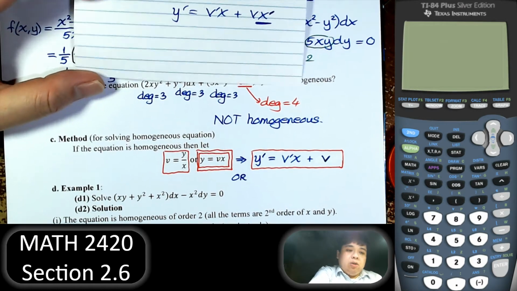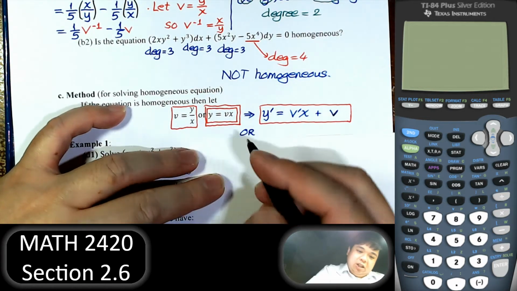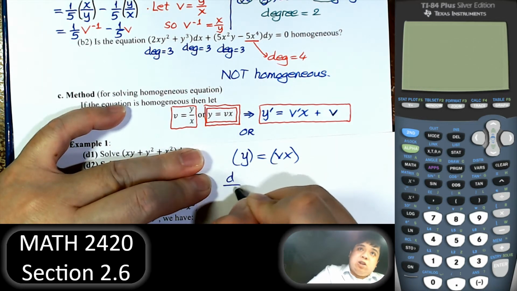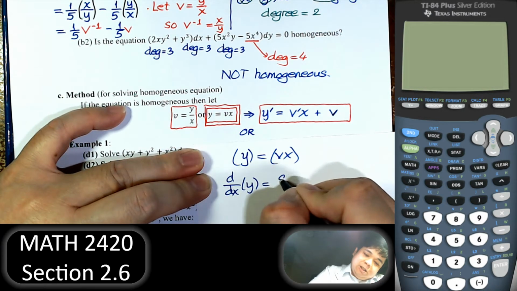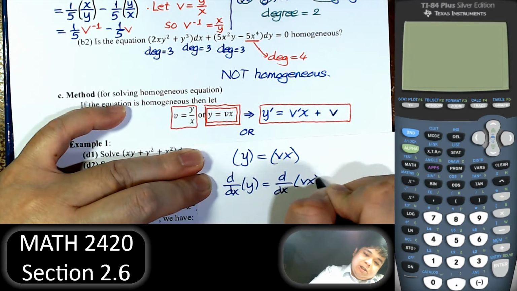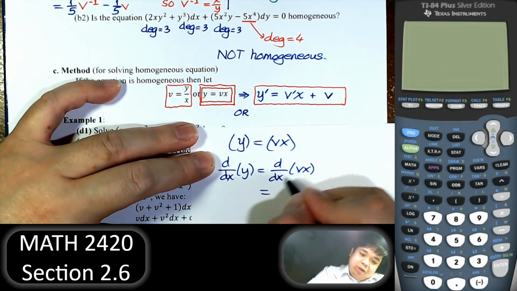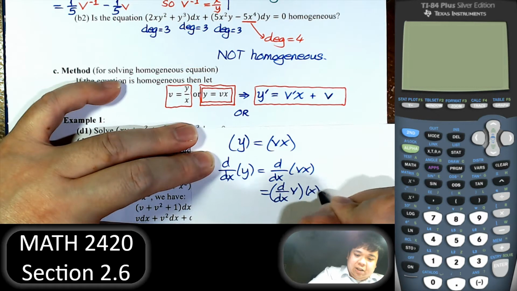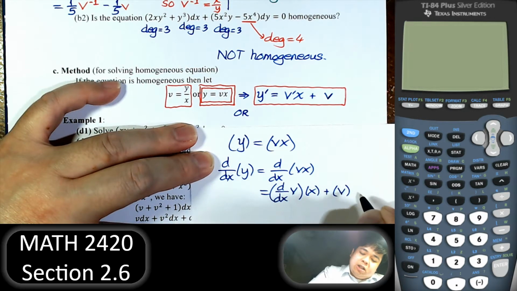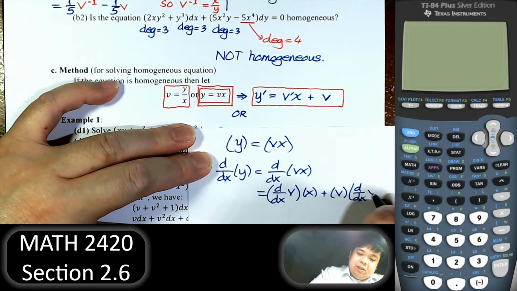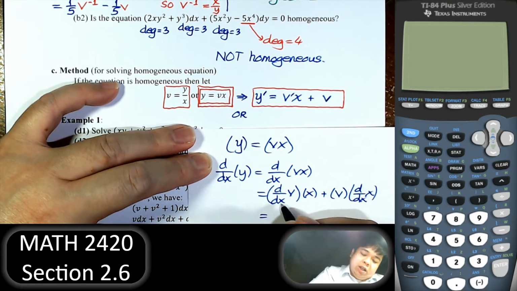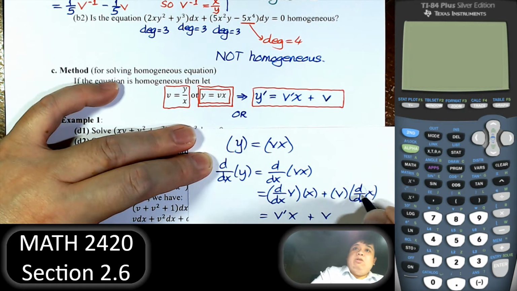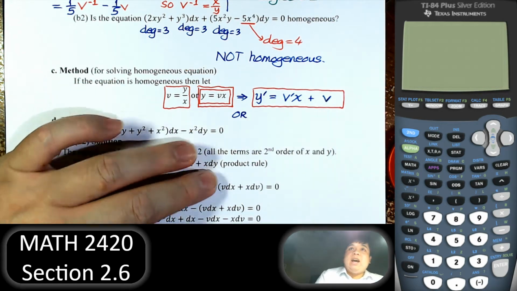Right? So let me just write more details. So y equal to vx. Now take derivative both sides with respect to x. And the product rule: derivative of the first term times the second plus the first term times derivative of the second. Derivative of x with respect to x is 1, so we just have derivative of v times x plus v. Derivative of x is 1, so that's all we have.